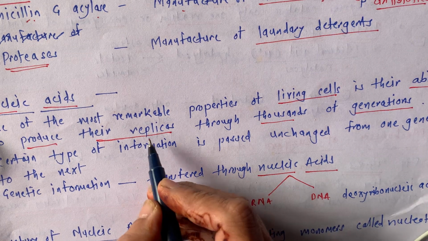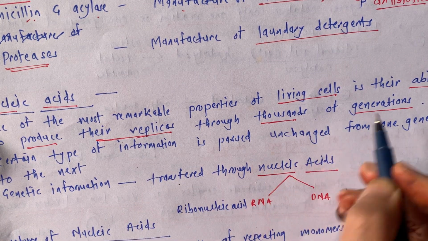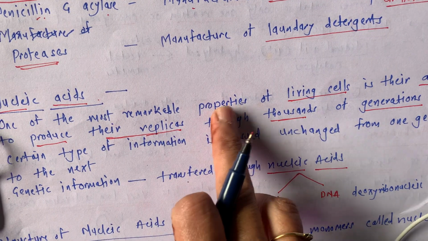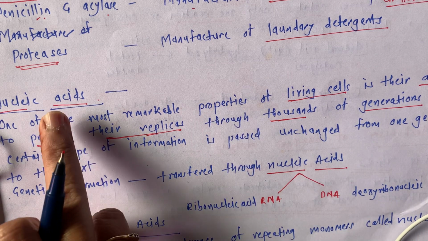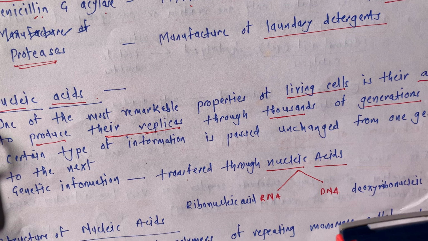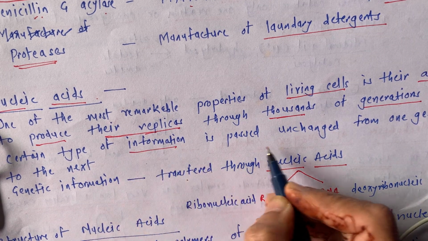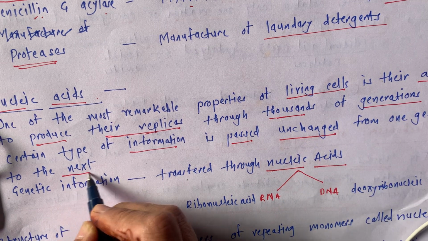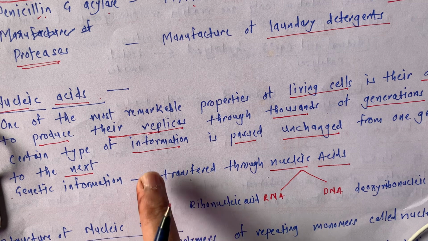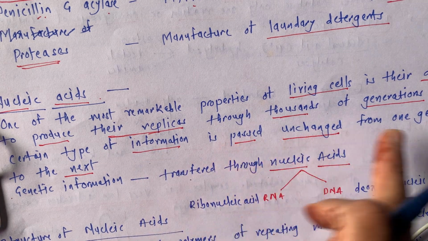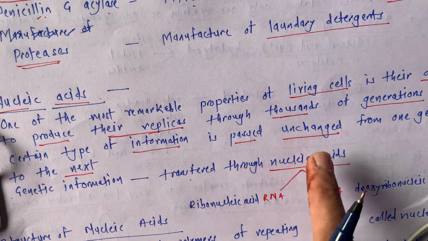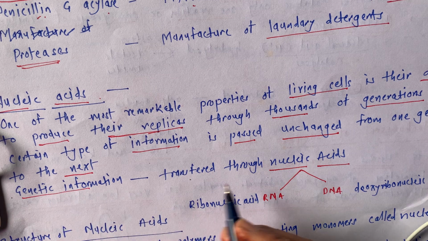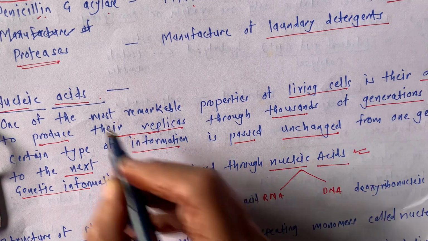That is nothing but replicas through thousands and thousands of generations, and those are transferred by these nucleic acids. All these remarkable properties are produced due to these nucleic acids. Here a certain type of information is passed, and that is also unchanged from one generation to the next. This is very important. This genetic information is transferred through these nucleic acids.